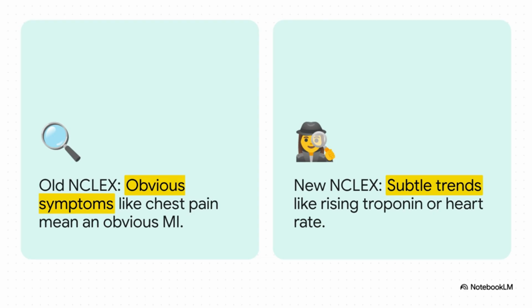Now, a patient might have completely stable vitals and a normal chest x-ray, but wait, their troponin was 0.04 yesterday, and now it's 0.08. Their heart rate just crept up from 68 to 78. They're slightly restless but denying any pain. You see, the obvious symptoms are gone. You literally have to act like a clinical detective hunting for those really subtle trends.